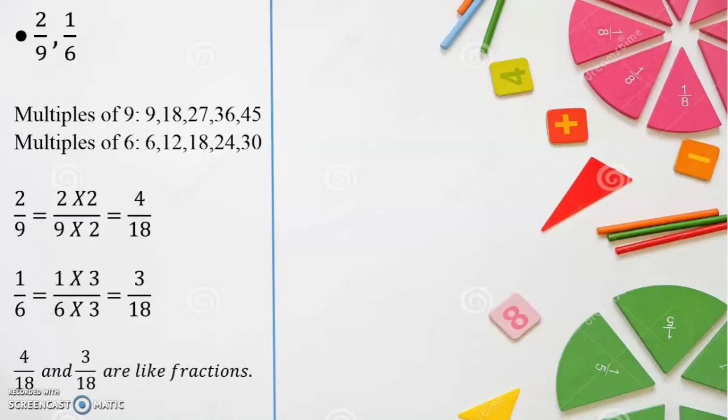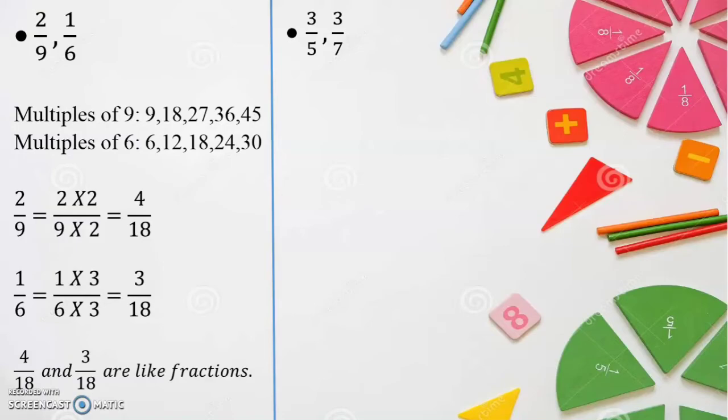Now we'll see one more sum. We have 3 upon 5 and 3 upon 7. Now here we have denominators 5 and 7. Now we have to convert these into like fractions. To convert these into like fractions, we need to convert them into same denominators. So to convert them into same denominators, what do we have to do?